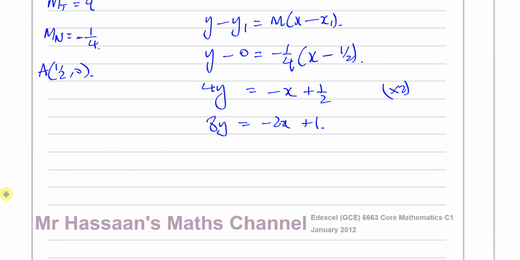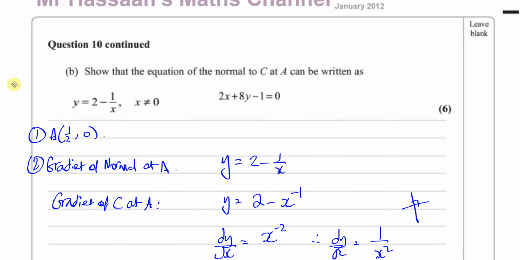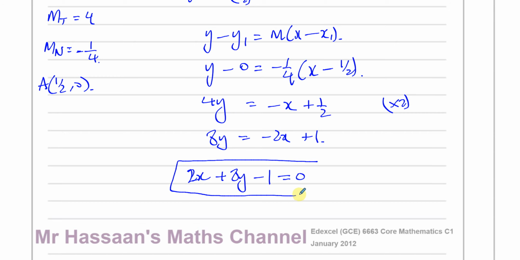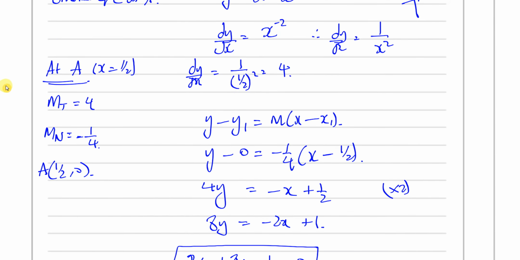If we bring everything to the left side, you have to add 2x to both sides. So you have 2x plus 8y minus 1 equals 0. So there we have the equation as required in the question we had to show.